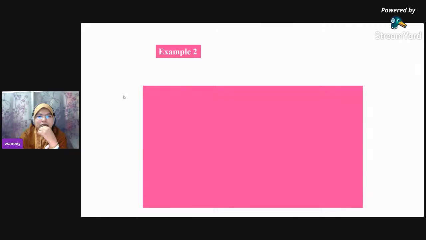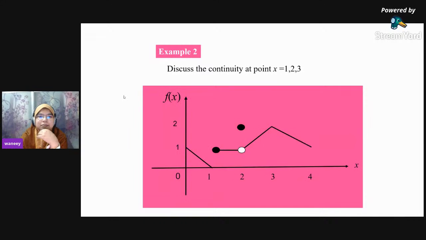Okay, so now let us go to example 2. Discuss the continuity at points x equal to 1, 2, and 3. So we have a function f(x) over here, and this is the x-axis. We need to discuss the continuity at x equal to 1, x equal to 2, as well as x equal to 3. Now, if you use your pen and you want to draw, basically this is 1. We start on the left hand side and then we draw the right hand side. Do we need to lift the pen or not?